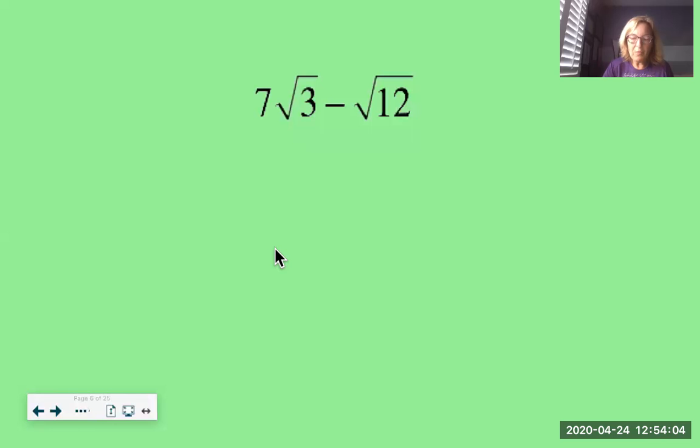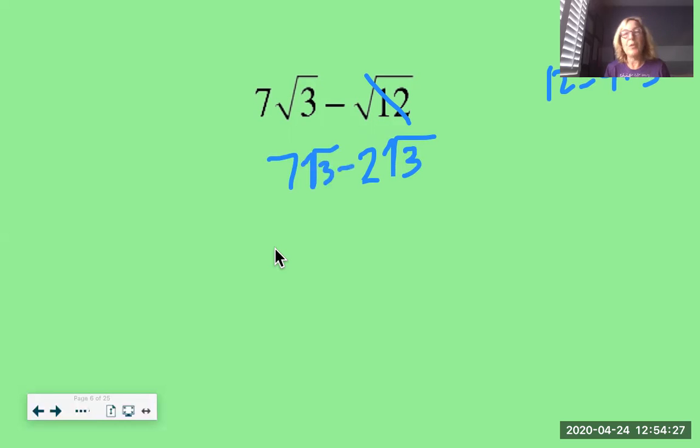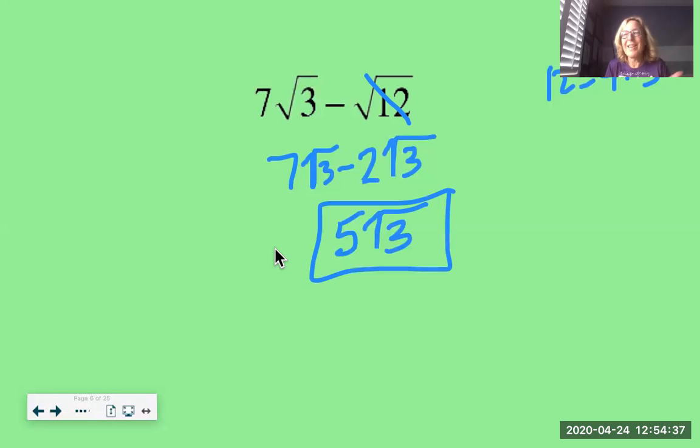So we could rewrite the square root of 12 as, if we think about 12 as the result of 4 times 3, and 4 is a perfect square, then we could factor out the square root of 4, which is 2, and we're left with the square root of 3. Now 7 times the square root of 3 minus 2 times the square root of 3 gives us like terms, and now we just subtract 7 minus 2, and that gives us 5. The square root of 3 is the thing that we're combining.